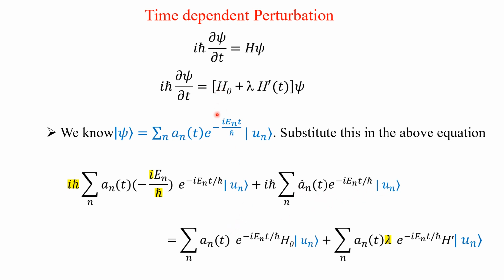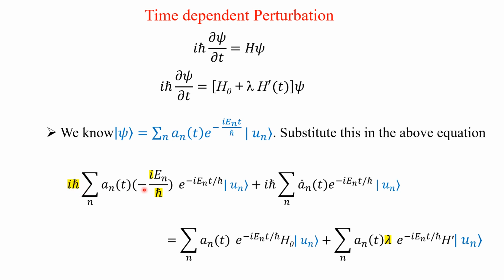So similarly, the right hand side, here you have H naught times psi. So psi, the summation term, and H naught is an operator which will operate on u_n. Then the next second term is lambda times H prime, lambda H prime. Remaining things are psi. So the second term will be a_n of t, the exponential term, H prime u_n. Now you come to the left hand side.